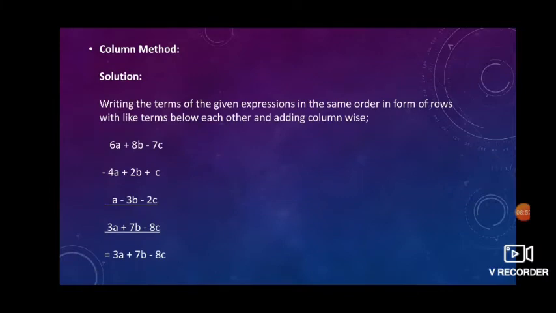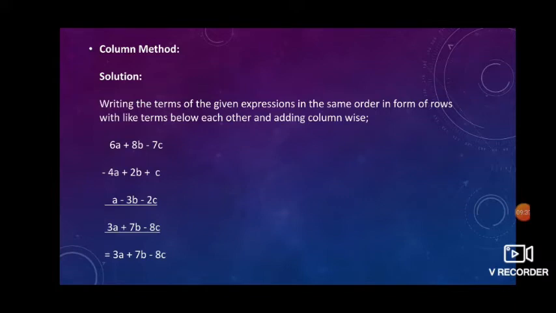Next, column method. Here we'll arrange the like terms column-wise. Here all the a terms in one column, all the b terms in one more column, and all the c terms in one more column. Here also the addition and subtraction will take place as we did in the horizontal method. Means based on the numerical coefficient and sign, 6a minus 4a we will get 2a, plus a 3a, 8b plus 2b minus 3b we will get 7b, minus 7c plus c minus 2c we will get minus 8c.